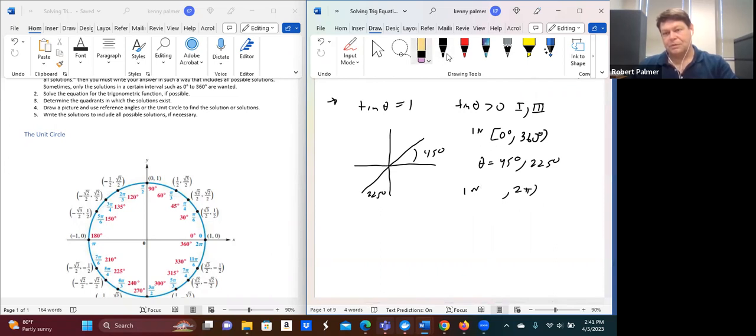Make sure this is clear. So 0 degrees, 0 radians, to 2 pi radians. In that case, our theta is going to be, as I said, pi over 4 and then 5 pi over 4. Now, what if I want all solutions?